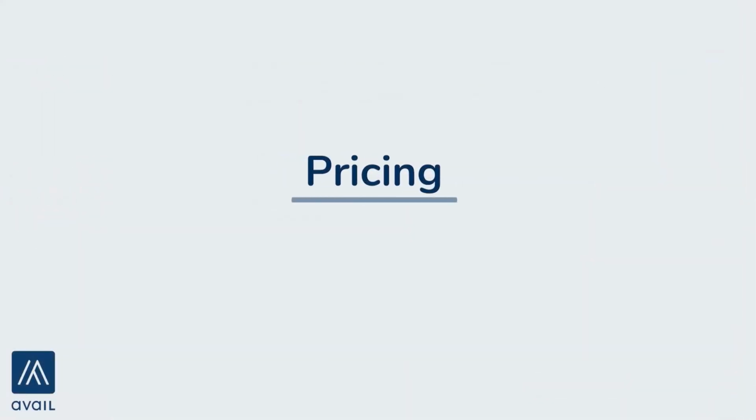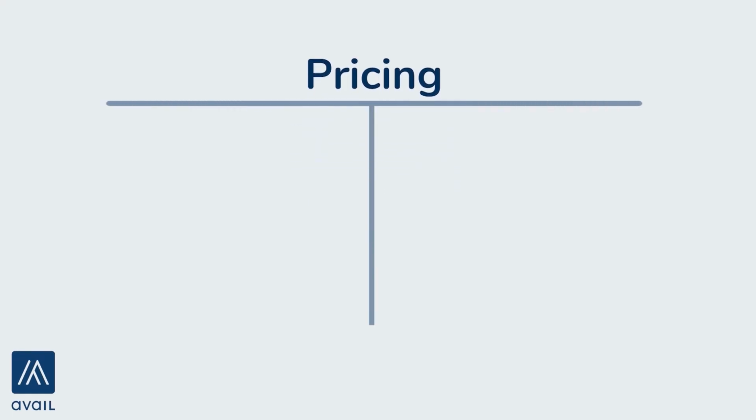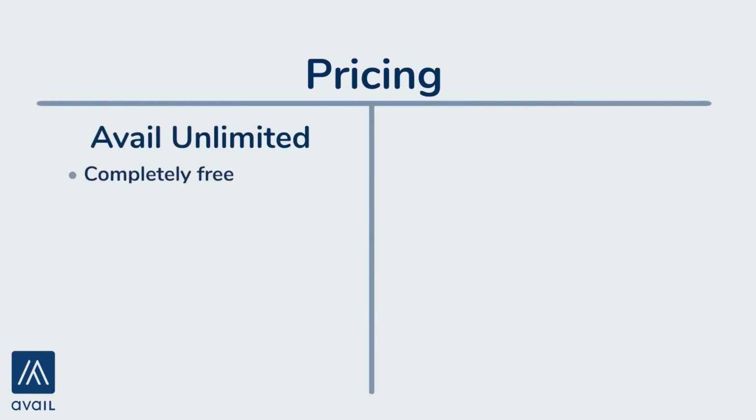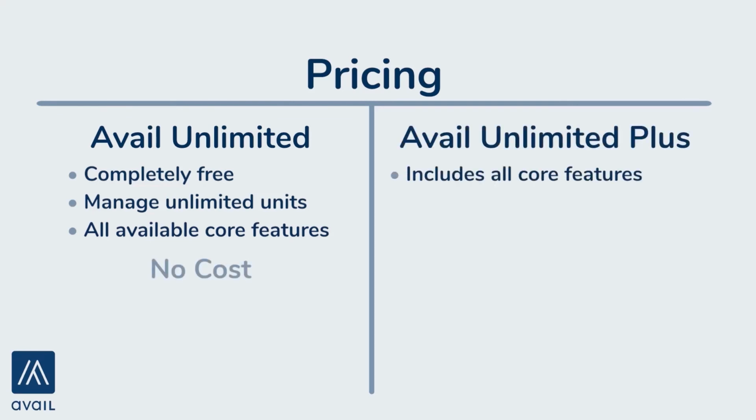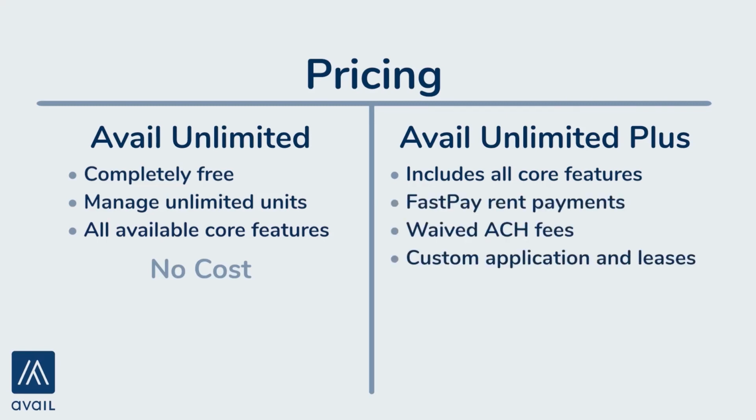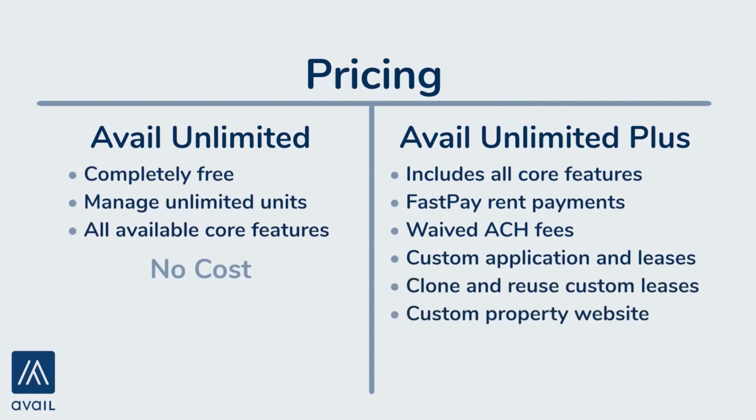Avail offers two subscription options for landlords. Avail Unlimited is completely free to landlords. Avail Unlimited enables you to manage unlimited units and use all Avail core features at no cost. Avail Unlimited Plus includes all core features, plus fast pay rent payments, waived ACH fees, and custom applications and lease agreements. Additionally, you can clone and reuse custom lease agreements, and you'll have your own custom properties website, all for just $5 per unit per month.